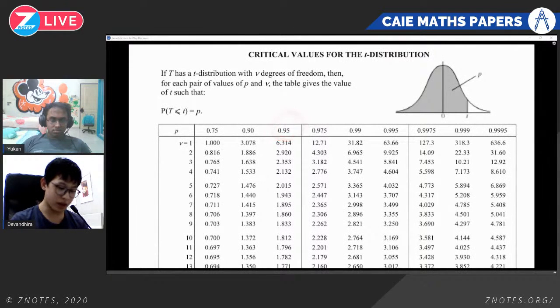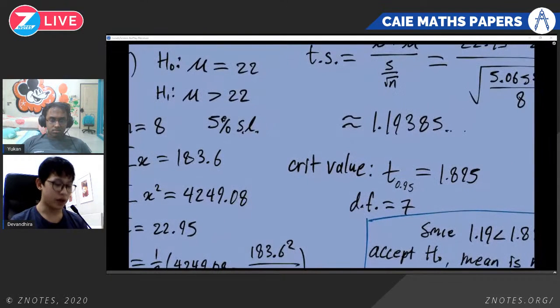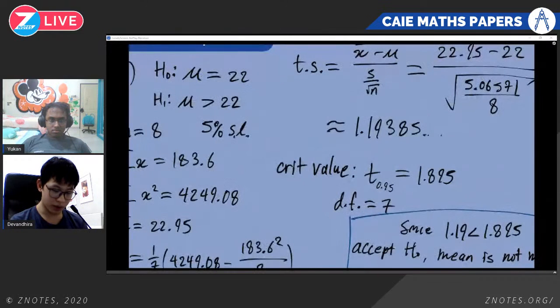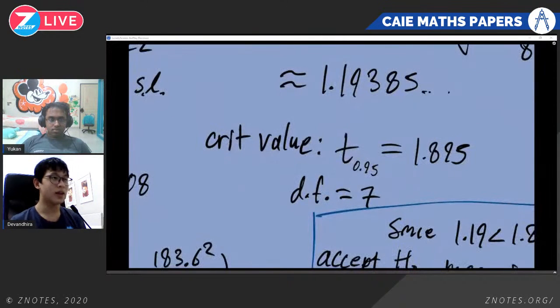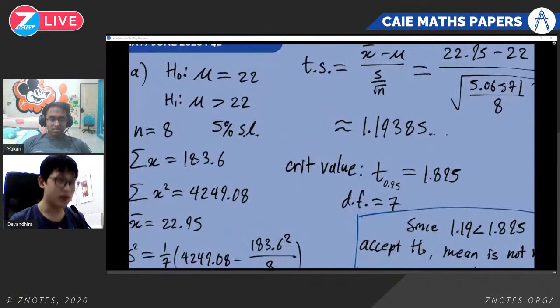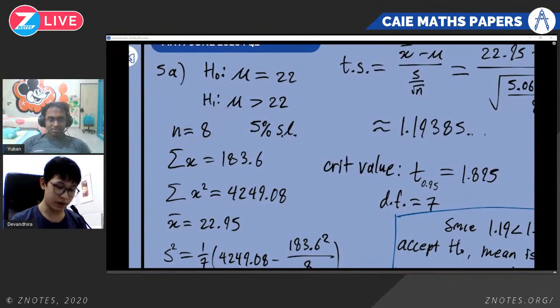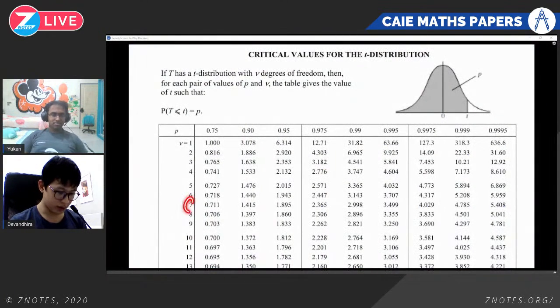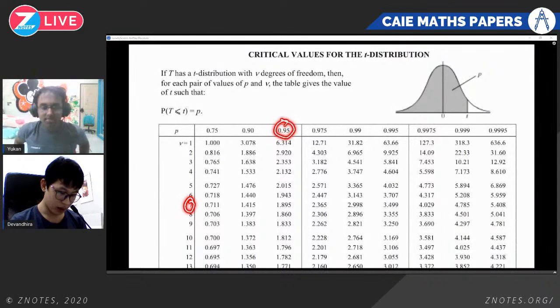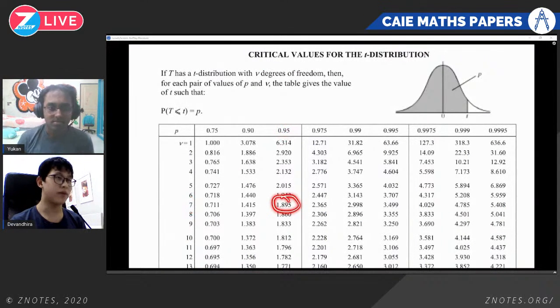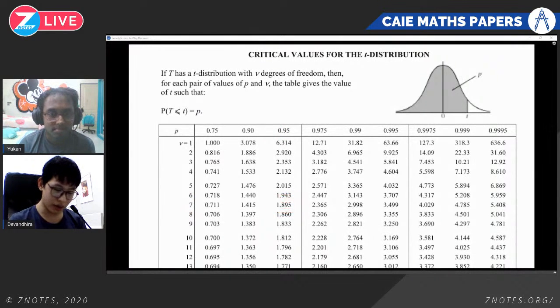Oh, I forgot to mention, we have degrees of freedom here. So how do you compute the degrees of freedom? Do you know how, Yugen? Yeah, it's just your sample number minus one. Exactly. So right here our sample number is 8. So we just minus 1. It's just 7. That means we look for 7 and 0.95. In this case, it's 1.895. Agree? Right. So we have that as our critical value.